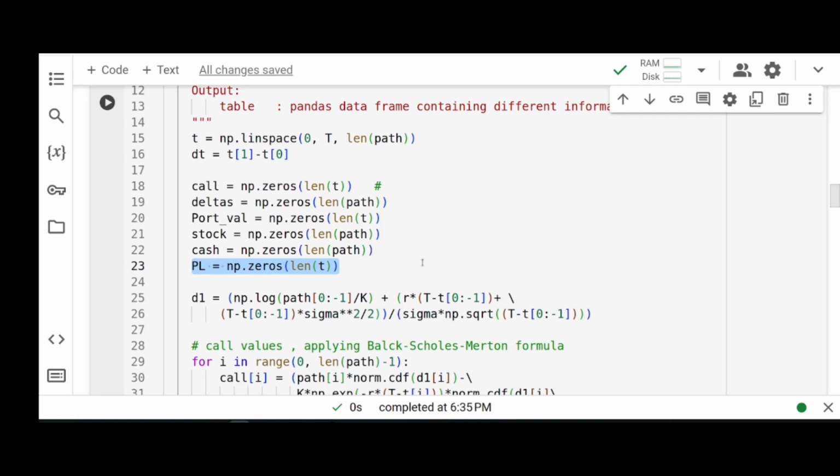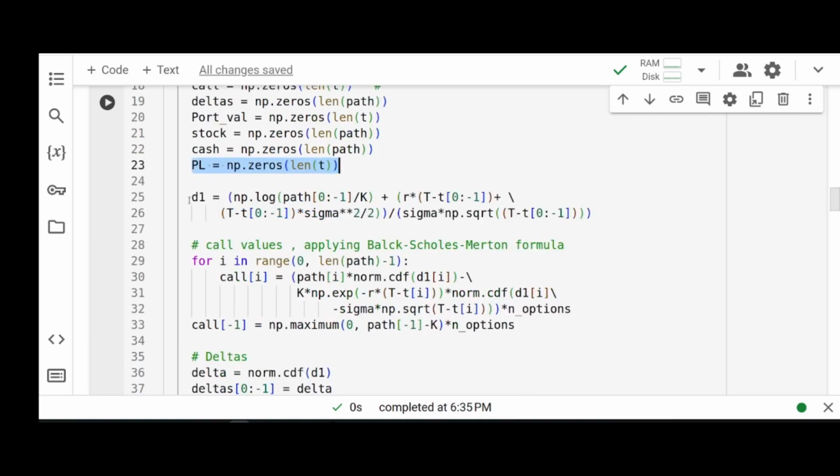So using our formula, D1 is given by this one. That means the logarithm of initial price S0 divided by K. Okay, this is for all time. You see the paths, we take the possible paths. Here D1 is an array of these. When the possible prices change, D1 also changes through time.